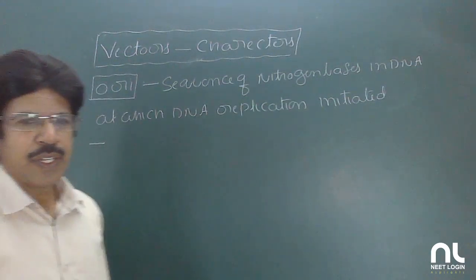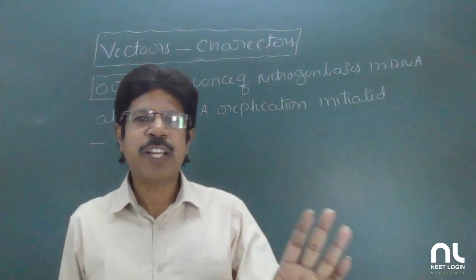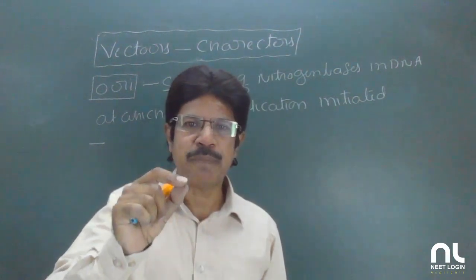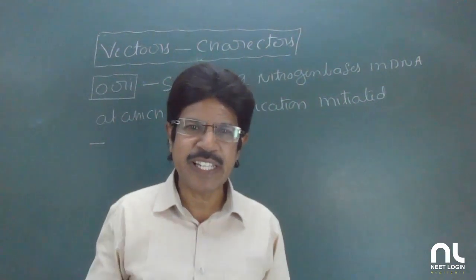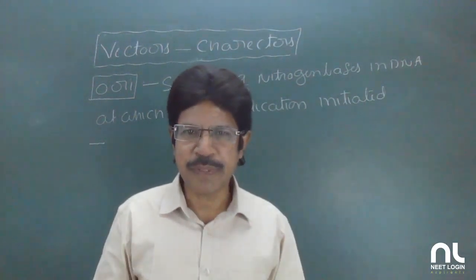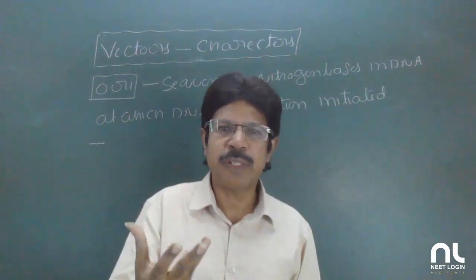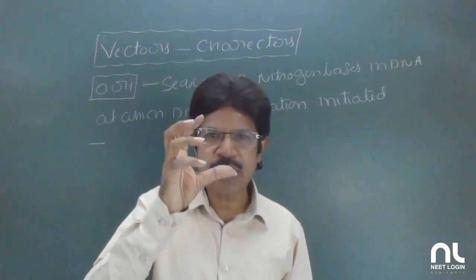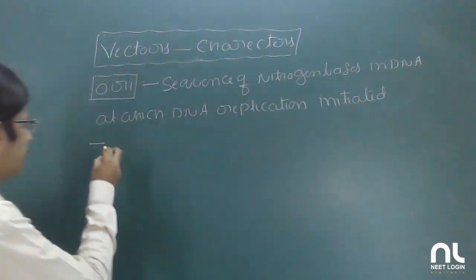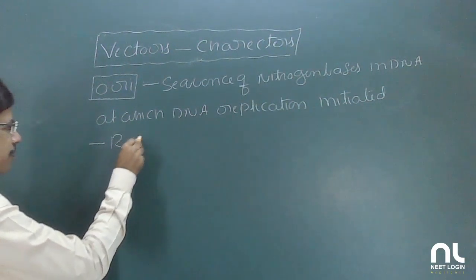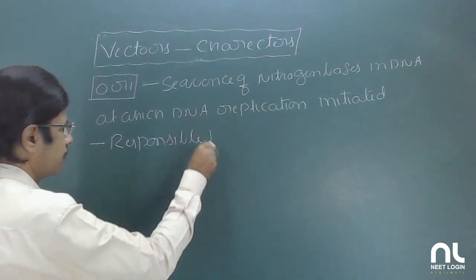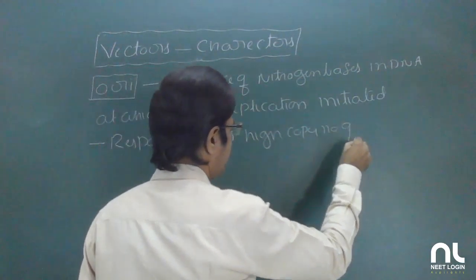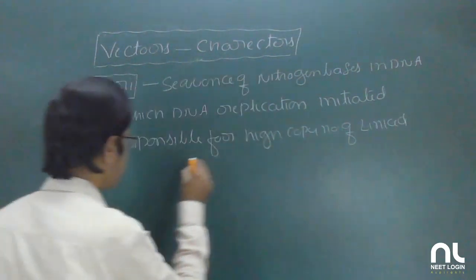And next point, you should provide a high copy number. Origin of replication is responsible for high copy number of the linked gene. Suppose you are linking a gene, you have to get more number of copies. It must have the capacity to produce more copies. We are going to prefer the vector whose ORI supports a high copy number. So, ORI is responsible for high copy number of linked genes.